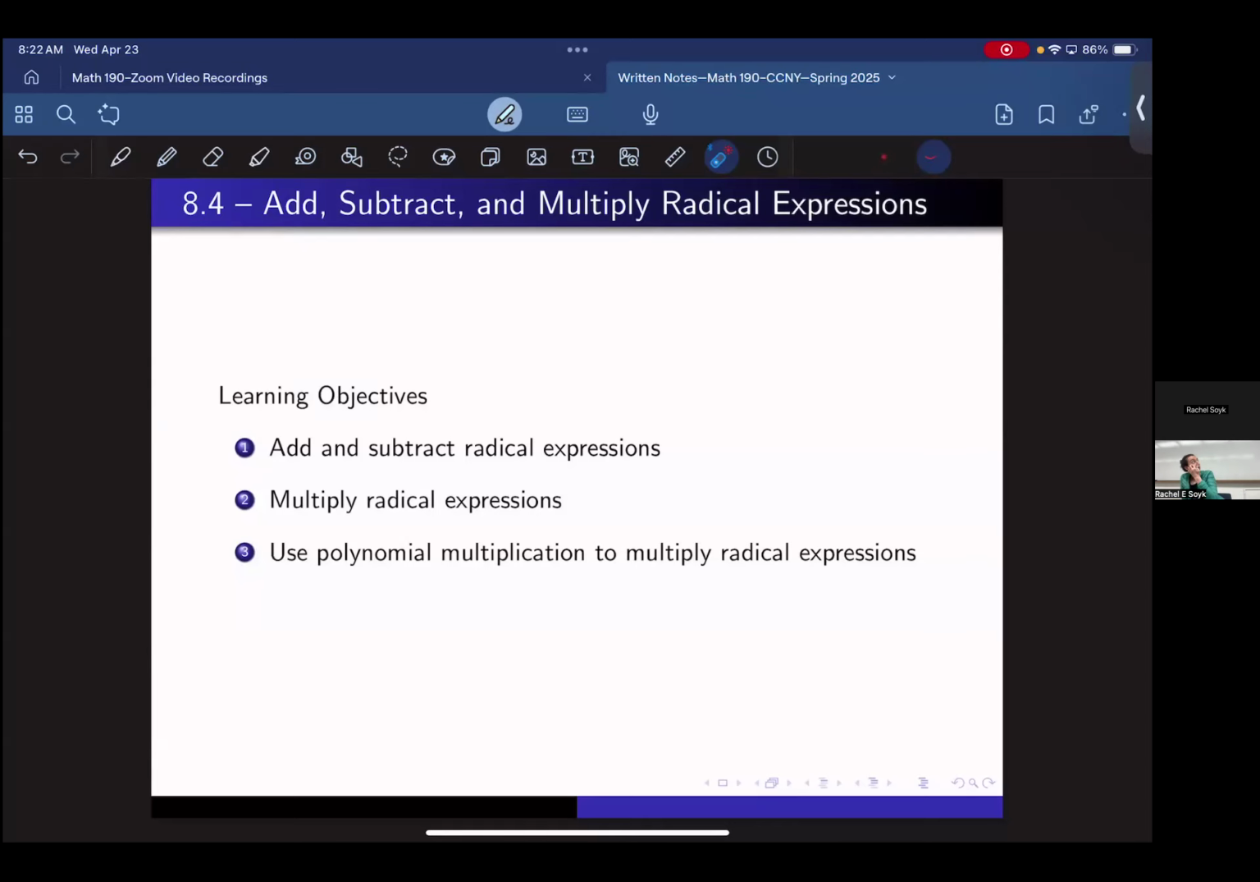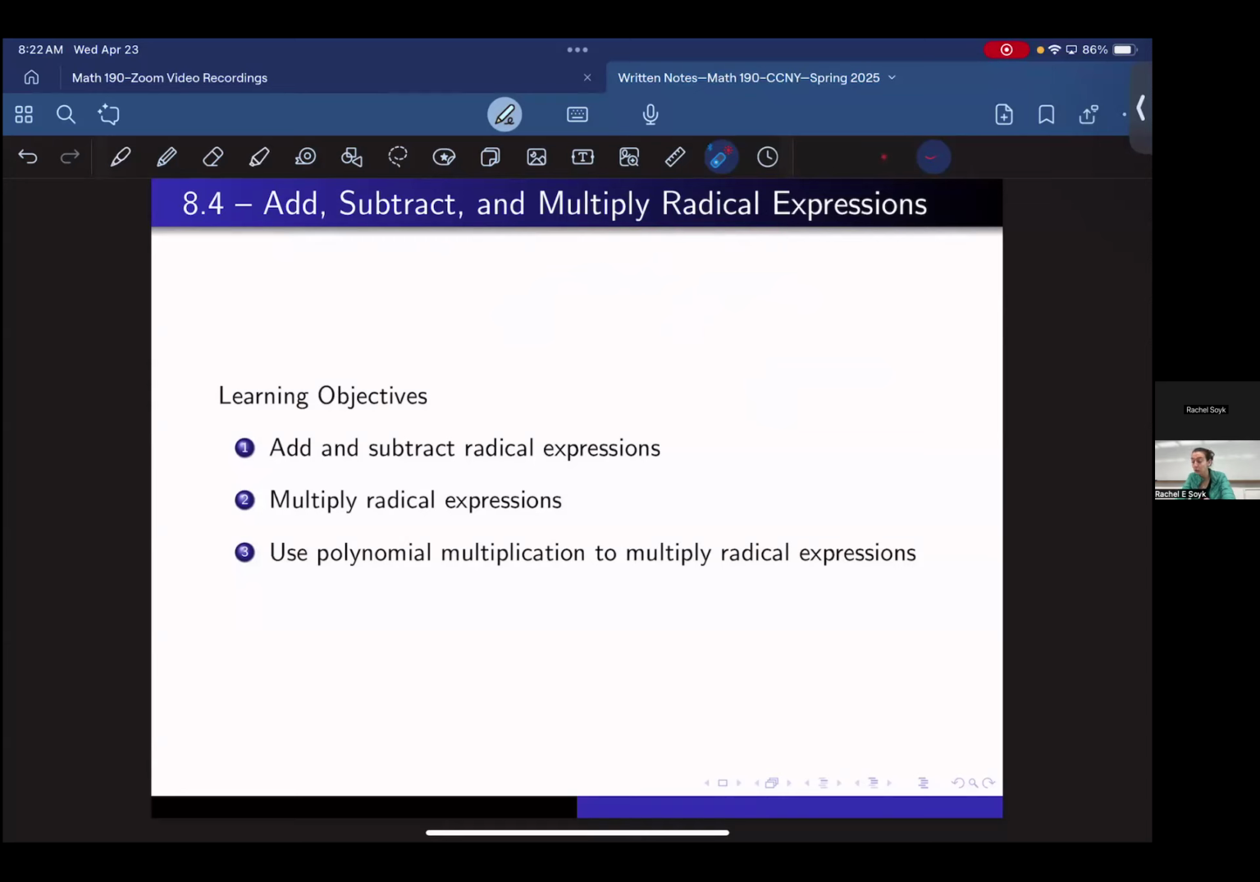Okay. So section 8.4 is on adding, subtracting, and multiplying radical expressions. Whenever you see that word radical, just think of roots. You can think of square roots, cubic roots, quartic roots, any root with an index of n, where n represents a positive integer.